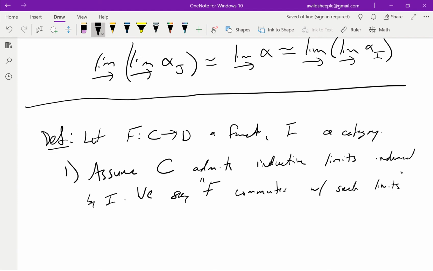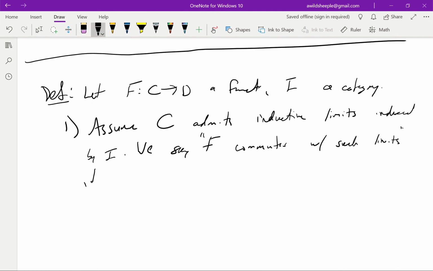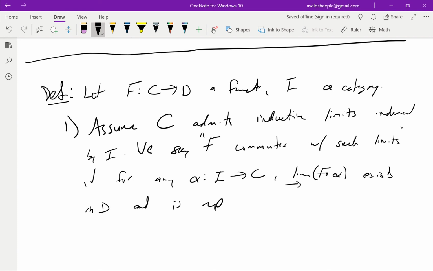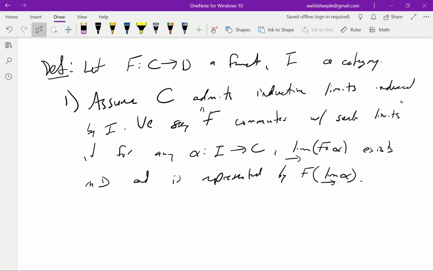Really, F commutes with the inductive limits indexed by I, but I'm not going to write that again. If for any alpha from I to C, then the limit of F composed with alpha exists in D and is represented by F of the limit object. So we're literally just commuting F with its limit. And I'm not going to rewrite the whole thing.